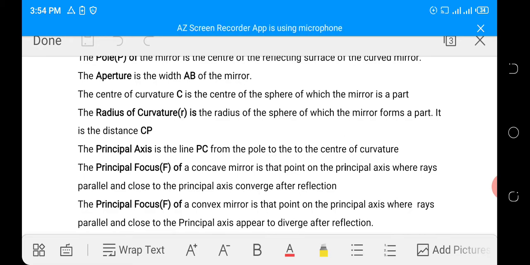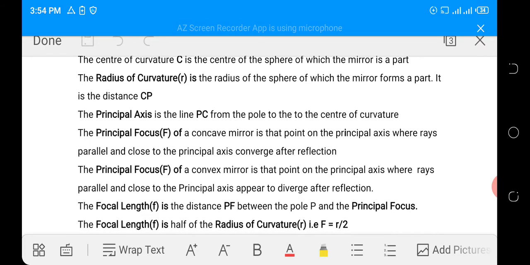Then the principal focus. The way we are going to define the principal focus for a concave mirror is a bit different from the way it is going to be defined for a convex mirror. So let's look at the two one by one. The principal focus of a concave mirror is the point on the principal axis. Yes, principal focus is always going to be on the principal axis. So it's the point on the principal axis where parallel rays close to the principal axis converge after reflection from the mirror.